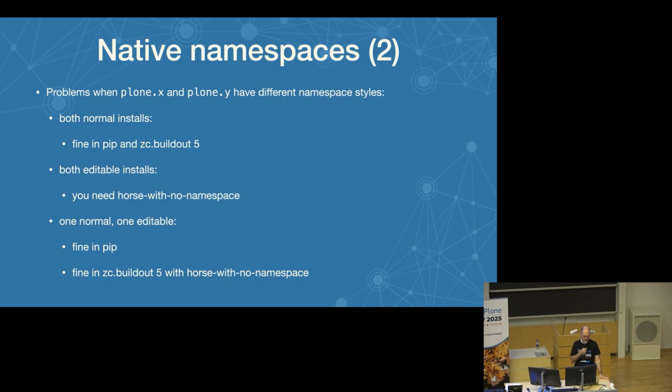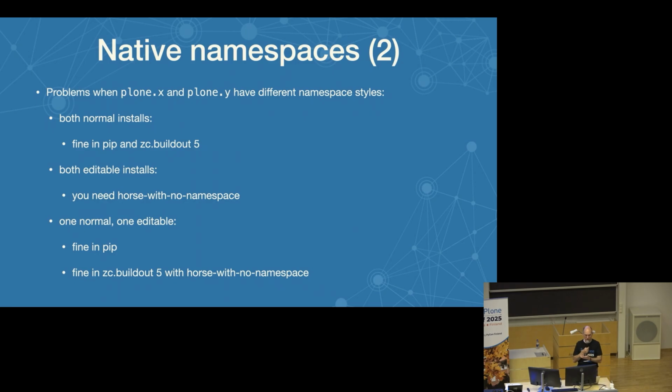Problems with namespace packages: if you have plone.x, which uses the pkg_resources style, and plone.y, which has the native namespaces style, that can work, but there can be problems. If both are installed normally, just okay, install version 1.0 of these packages, then that's fine in pip, it's fine in zc.buildout 5, that's no problem.